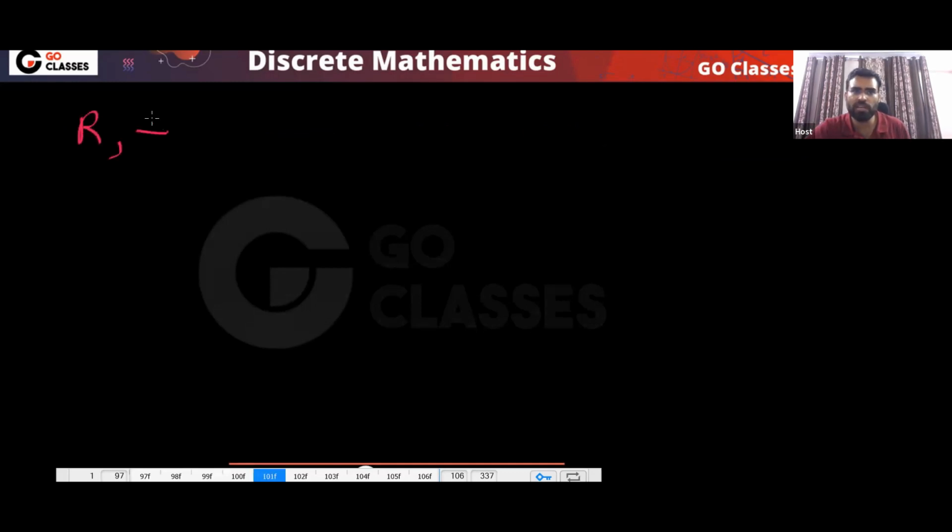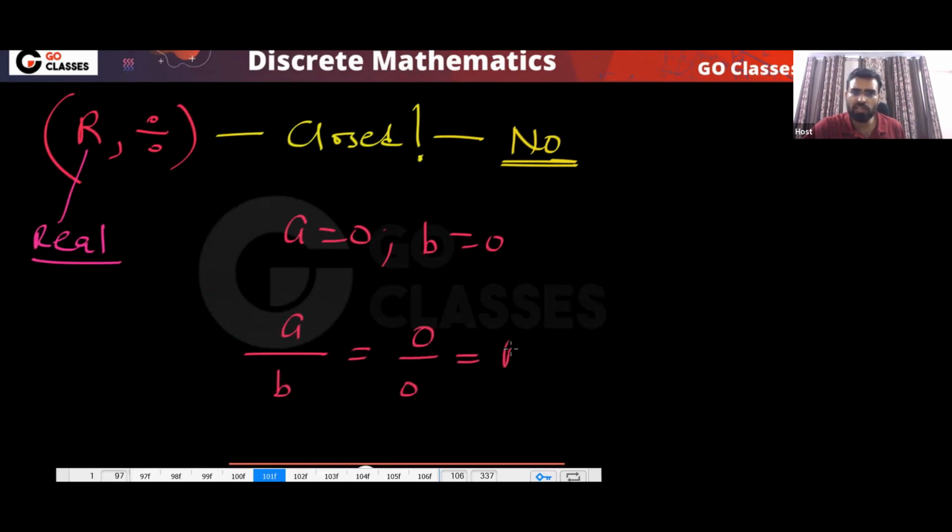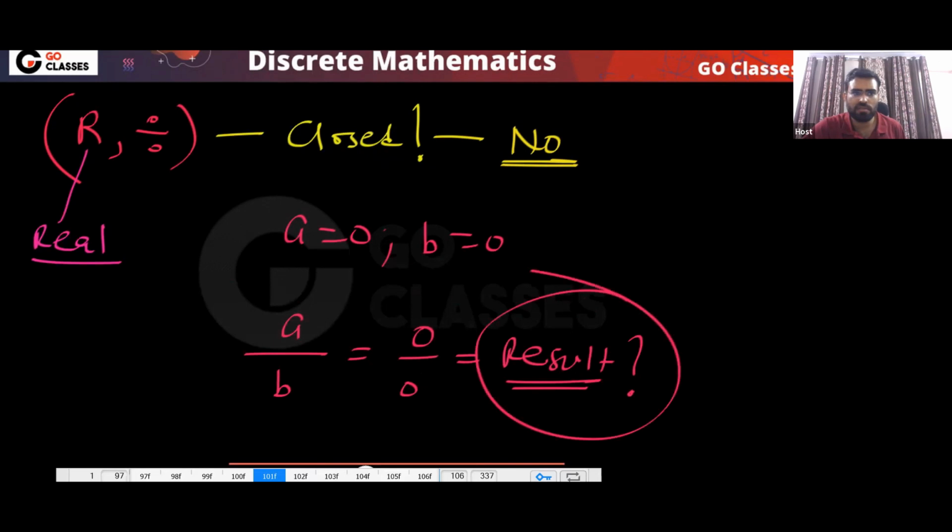What about the set of real numbers, comma, division? Is it closed? This is my question. The answer is no, because what is the result of 0 by 0? For example, if you take A equal to 0 and B equal to 0, then what is the result of A divided by B, meaning 0 by 0? This result is undefined. So I can say this is not closed.